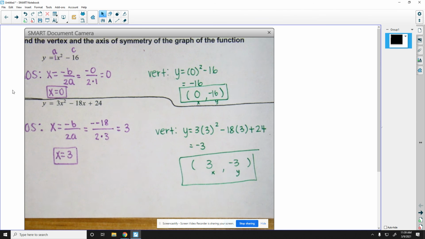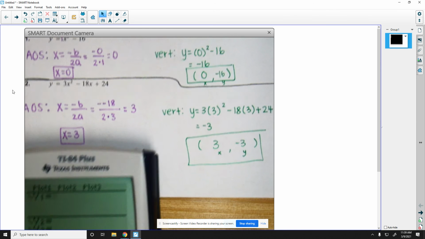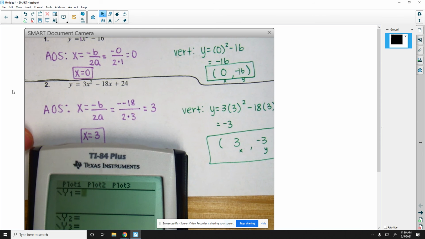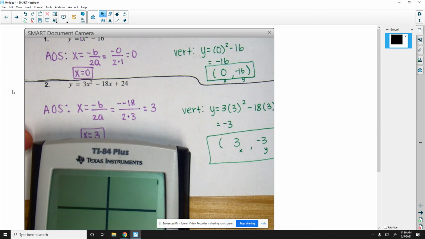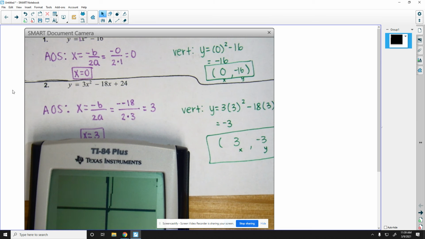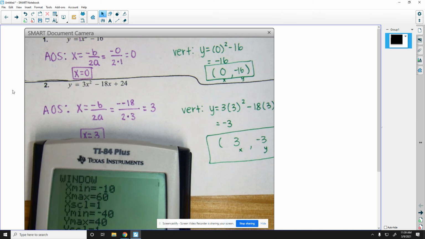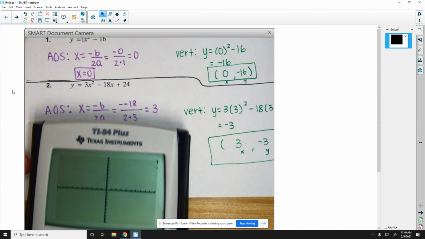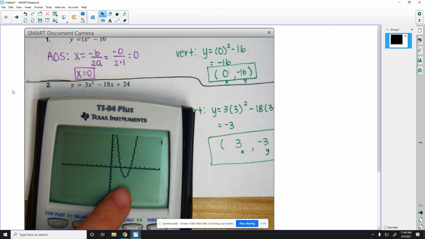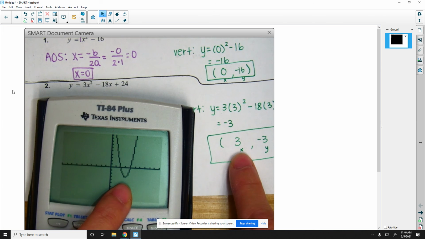Please remember, you can double check your answers. Like, how can you double check your answer? By putting your original problem into your calculator and seeing, oh shoot, this is super zoomed in. So hold on. I was -10, 10, 1, -10, 10, 1. That's always the default. Okay, look, do you see how it looks like my vertex is at 3 comma -3?